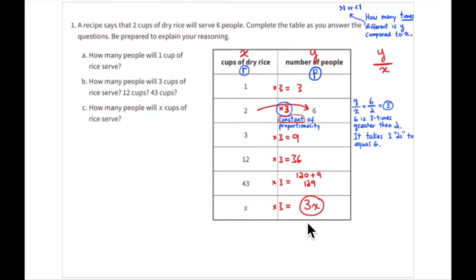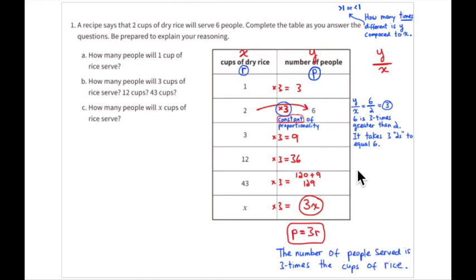And finally, whatever value you have for cups of dry rice, you're going to multiply that number times 3. It's going to tell you the number of people that you can serve. So that means that the number of people served, P, is equal to 3 times R, 3 times the number of cups of dry rice.